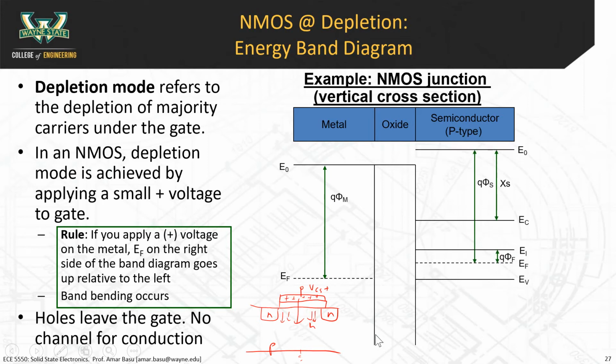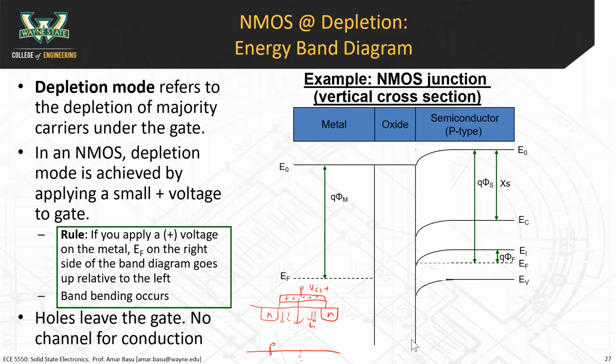Now, you can't have a discontinuity in E0 like this. So the bands have to bend. And you can see here that the E0 will bend downward like this so that E0 remains continuous. Because E0 bends downward like this, so does EC, EI, and EV. So all of them bend down like that.